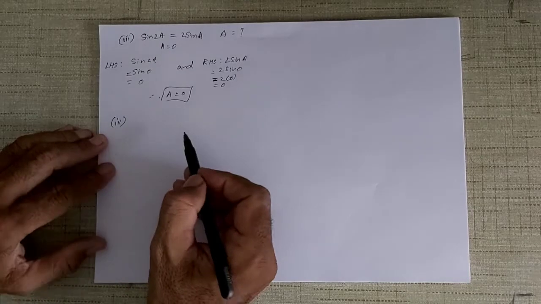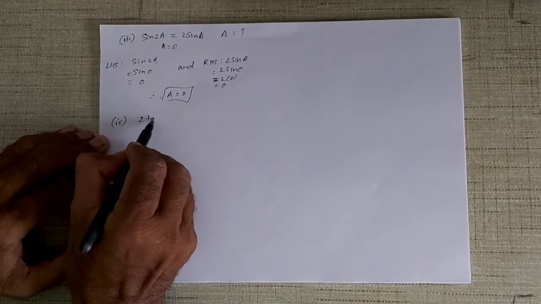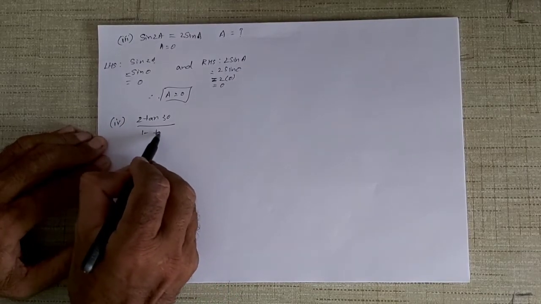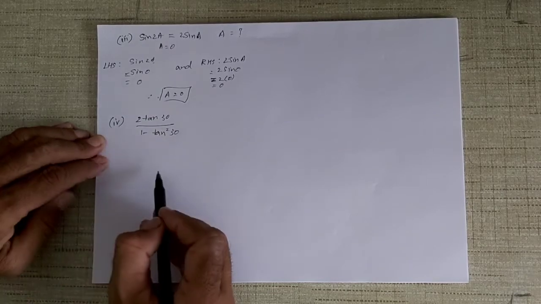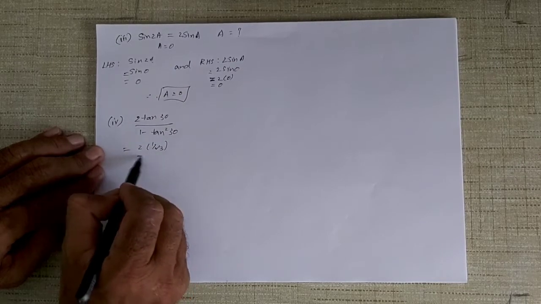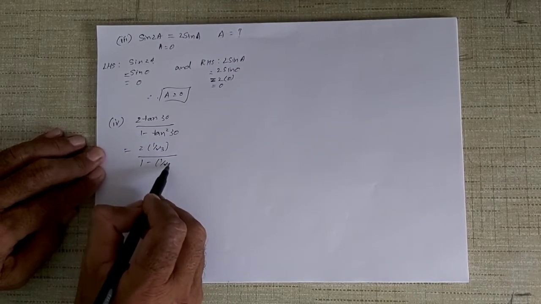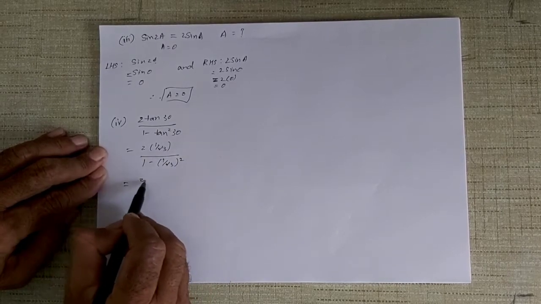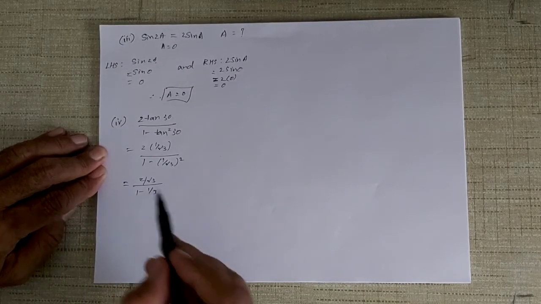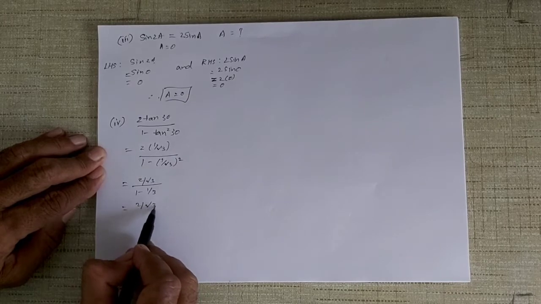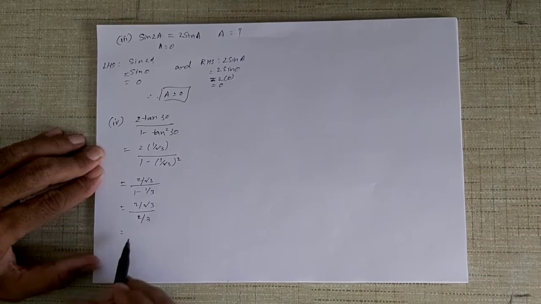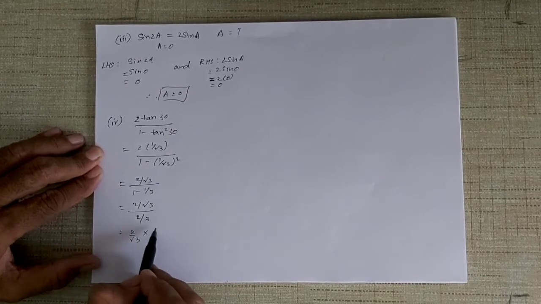Fourth one, 2 tan 30 upon 1 minus tan square 30. Now let us find out the values first. 2 into tan 30. Tan 30 is 1 upon root 3. Again, you should know these values. If you don't know this table and the values, you can't do the question. So 2 upon root 3. 1 minus square of root 3 is 3, so 3 minus 1 is 2 upon 3.